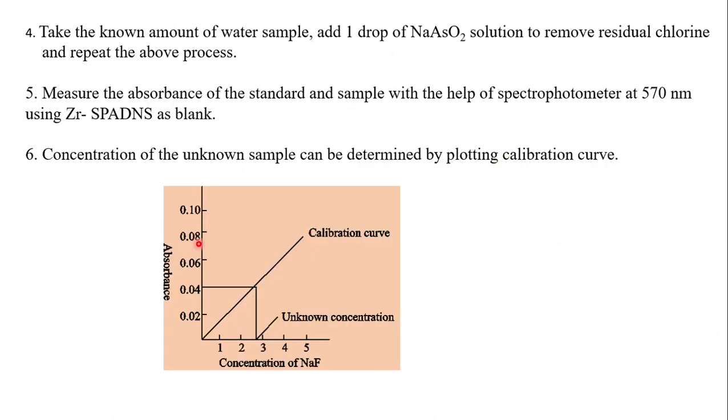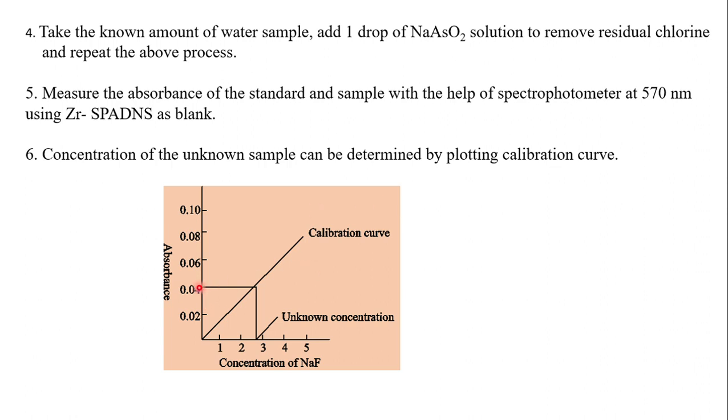Now on the x-axis we need to take 1, 2, 3, 4, 5 ppm fluoride concentration. The y-axis is the absorbance corresponding to that. For 1 ppm, the absorbance is 0.02 say. 2 ppm, 0.04 say. 3 ppm, 0.06. Like that, known concentration, known absorbance, and for the blank, absorbance and concentration are 0. Draw a line passing through the origin. This is called a calibration curve.